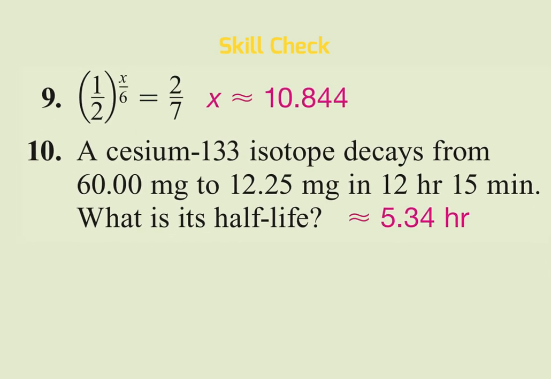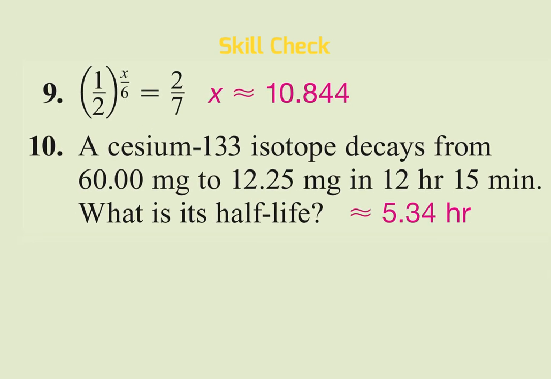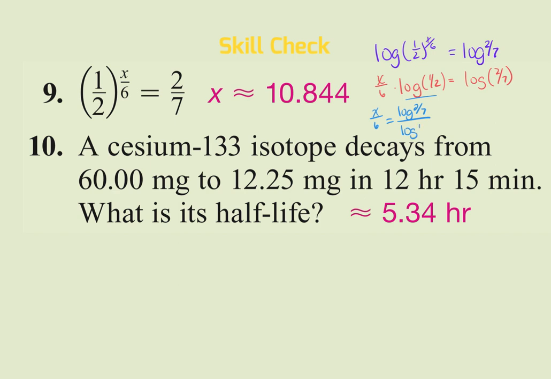All right, let's look at the first one. So for this one, I'm going to take the log of both sides. So I have log of 1/2 to the x over 6 equals log of 2/7. I'm going to expand. So I have x over 6 times log of 1/2 equals log of 2/7. And then I'm going to divide and multiply. So I'm going to divide by this log. X over 6 equals log of 2/7 divided by log of 1/2.